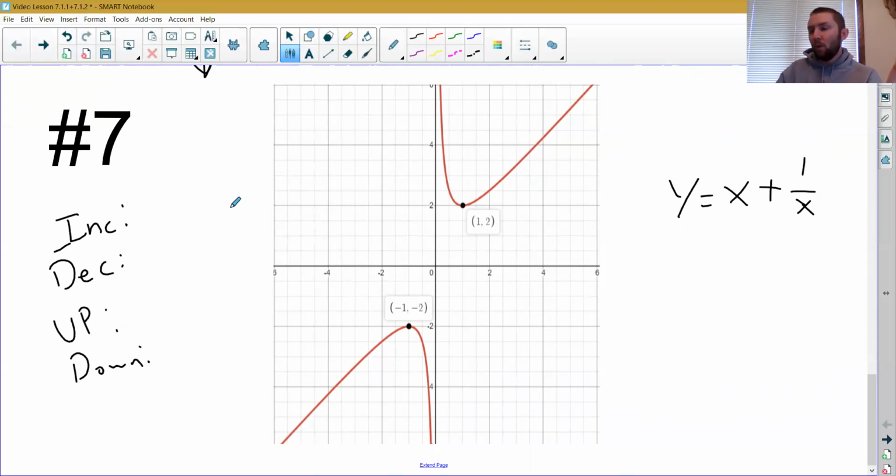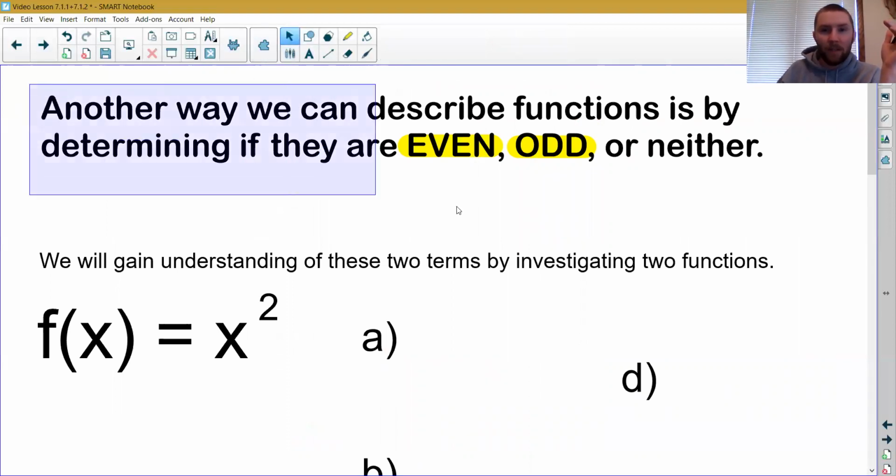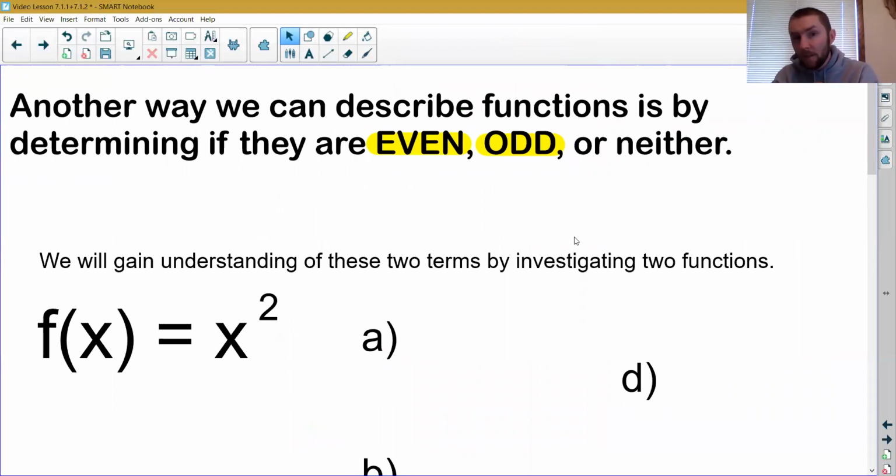The other way that we're going to describe functions in this section, and we're going to transition now to section 7.1.2, is a little bit less graphical, okay? But there is still sort of an application of graphing in it, but it's a little bit more algebraic, okay? And that is the idea of even and odd functions. Another way that we can describe a function is by determining if those functions are even or odd or neither. And it is important to note that almost all functions are neither.